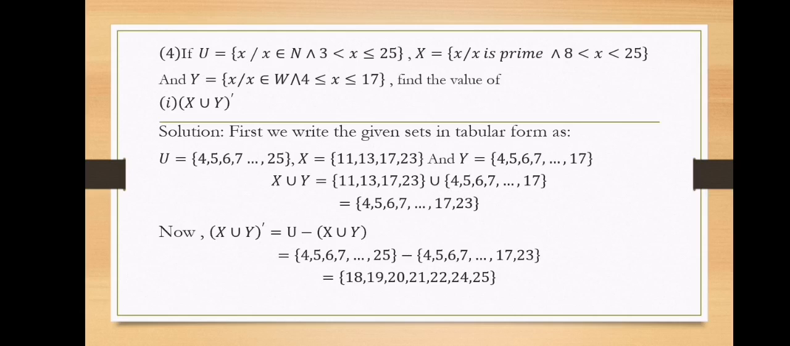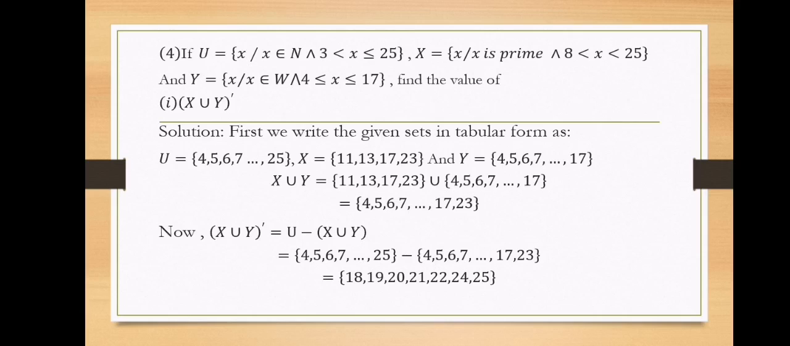Now question number 4 of exercise 5.1 is, if U is equal to X such that X belongs to N and 3 is less than X. 3 is less than X means that set is not including 3, but all those elements which are greater than 3 up to 25 are to be included in it. Similarly, X is equal to X such that X is prime and it is between 8 and 25. That is, all the prime numbers between 8 and 25 are to be included in X.